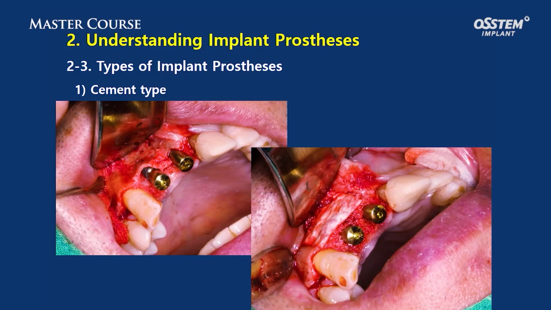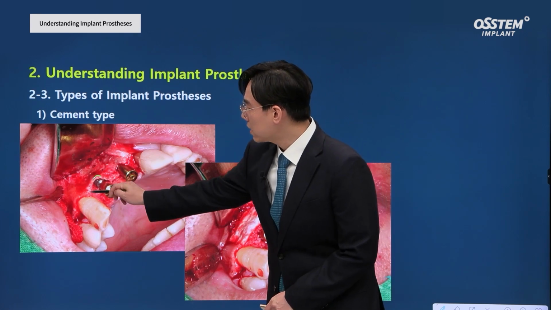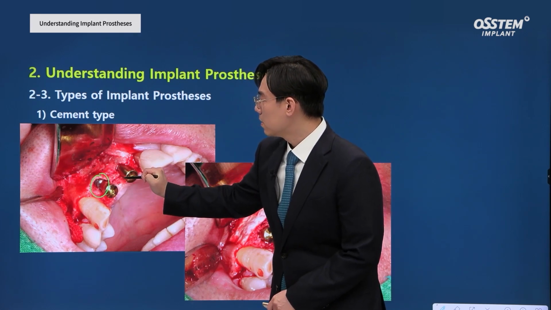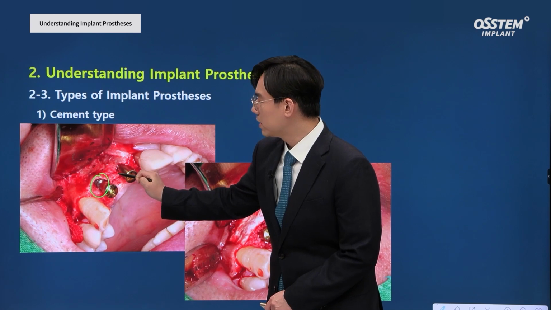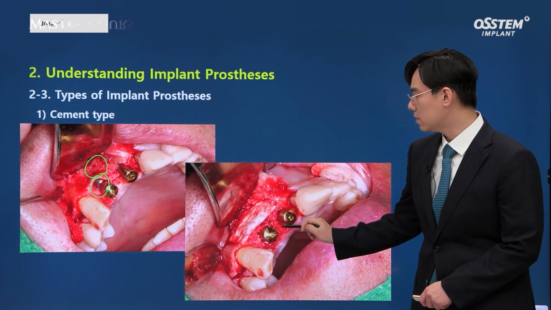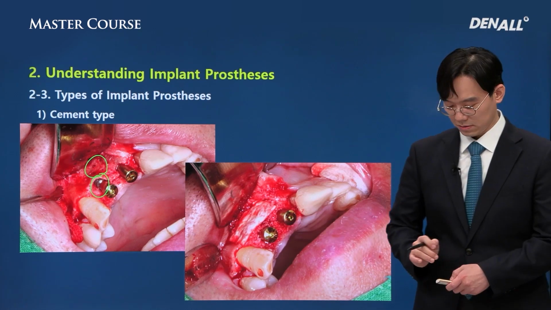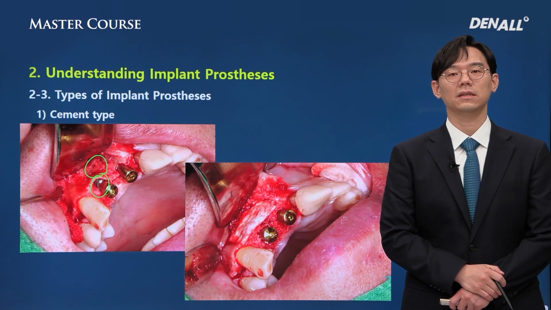In the case of cemented type, you cannot see the prosthesis hole, so it is used in the anterior area where aesthetics are very important. In the case of number 11, it's been quite a while since extraction was performed, and for number 12, immediate implant placement was performed. Because immediate implant placement was performed, the gap can be observed.